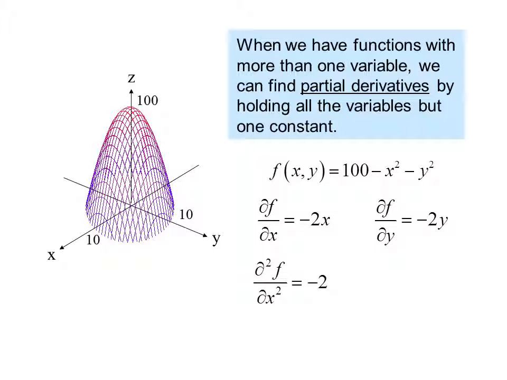The partial derivative of f with respect to y is negative 2y. Here, x was a constant, so the derivative of negative x squared is 0. The second partial derivative of f with respect to y is negative 2.